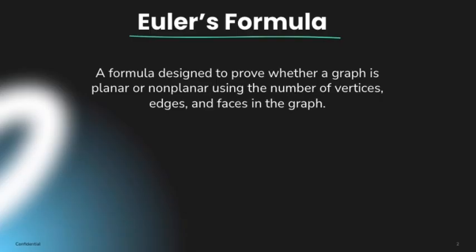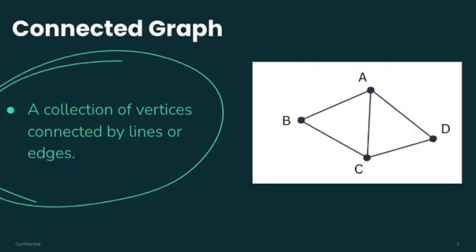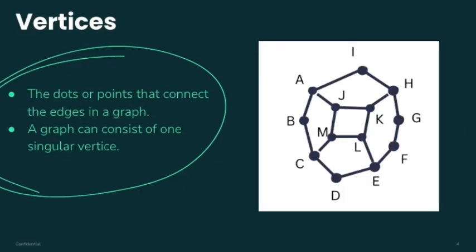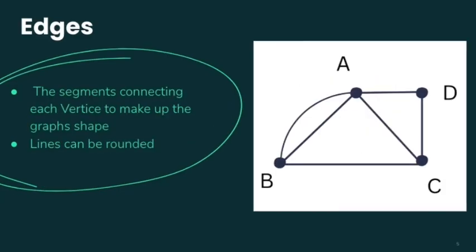Yet, what are those exactly? Vertices are the dots that connect the edges in a graph. Typically, you can label these with letters as shown here. A graph can also be made of one single vertex. Edges are segments that connect the vertices making up the shape of the graph. Edges can be curved or straight. If you have more than one edge, they must be connected by a vertex.